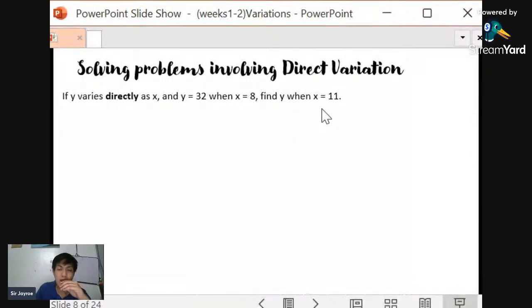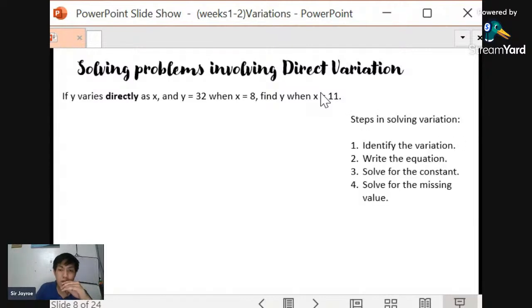Kindly listen. When the problem is like this, the first thing you have to do is identify if the given is direct variation or inverse. So obviously, this is a direct variation. We have the steps. The first one, identify the variation and then write the equation. Number 3 is solve for the constant. Earlier we only went up to solve for the constant. But now we're going to solve for the missing value because there is a second statement.